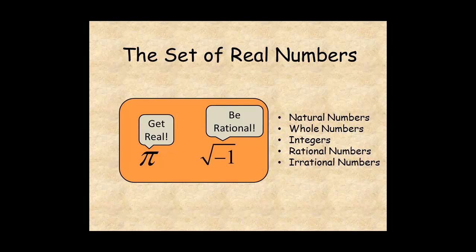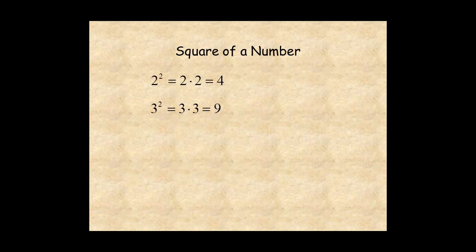This lesson helps you understand the set of real numbers used in algebra. When you multiply a number by itself, you get the square of the number. For example, 2 squared is 4, and 3 squared is 9. So you can say 4 is the square of 2, and 9 is the square of 3.